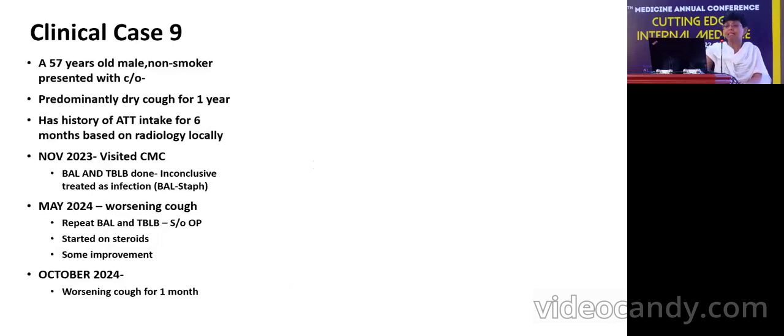Look at clinical case 9, a 57-year-old male non-smoker with a predominantly dry cough for 1 year. He has a history of ATT for 6 months based on radiology locally. In November 23, he visited CMC. BAL and TBLB were done, inconclusive, and treated as infection because BAL showed a staph. Then in May 24, he came again. This time again BAL and TBLB were done, which was suggestive of OP pattern, was given steroids, had some improvement, but in October 24, he came again with worsening cough for 1 month.